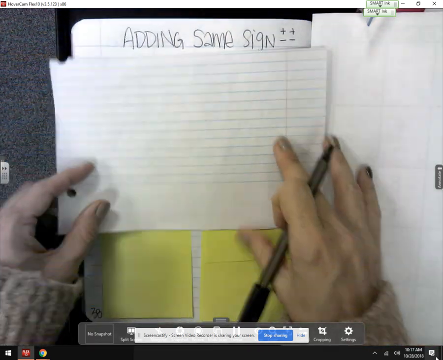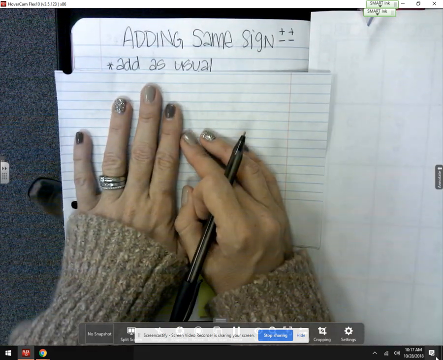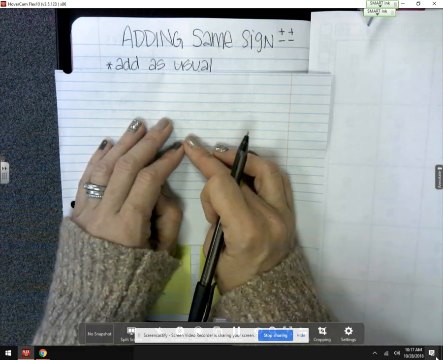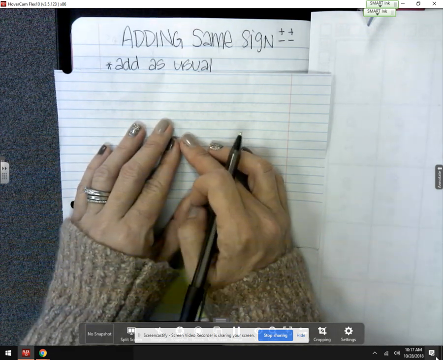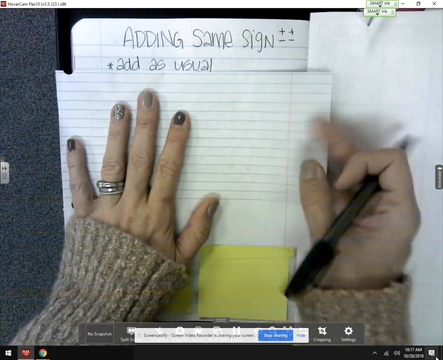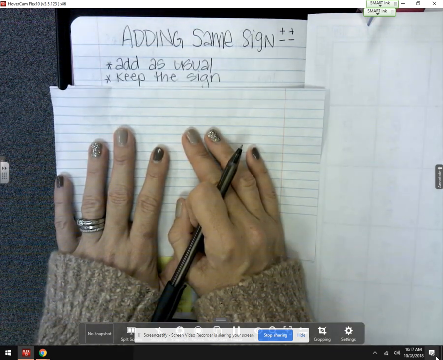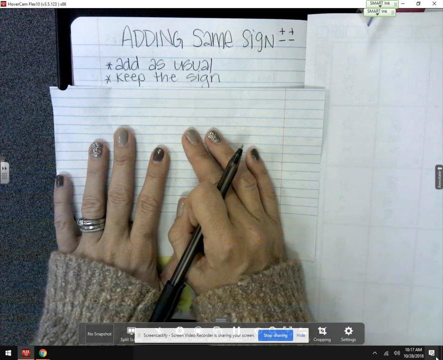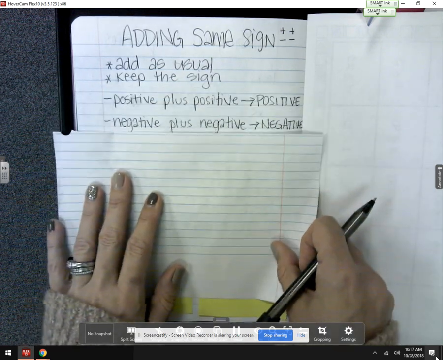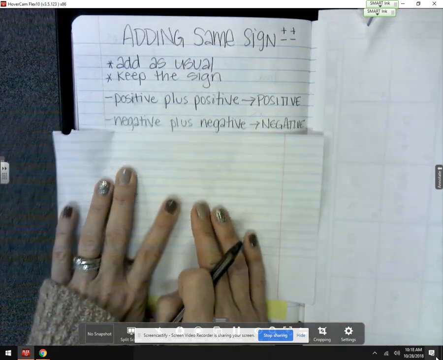Okay, so as you know from our lesson, the first step is you're just going to add as usual. So if you have $5 and you get $5, those are both positive fives. If you owe me $5 and then you owe somebody else $5, those are both negatives. So you're going to add as usual, and you're going to keep the sign. So if your numbers were positive that you were adding, it's going to be positive. If they were negative, it's going to be negative. So a positive plus a positive equals a positive, and a negative plus a negative equals a negative.